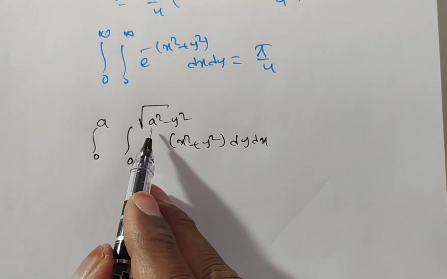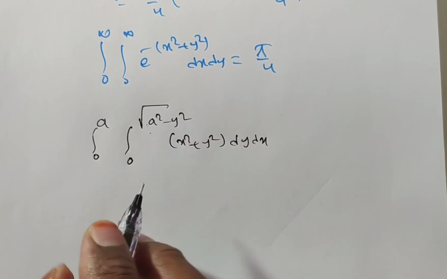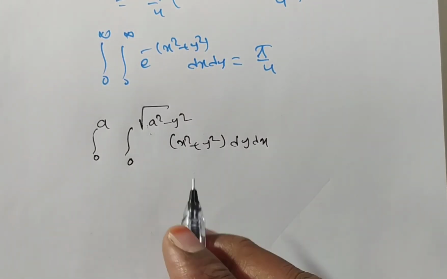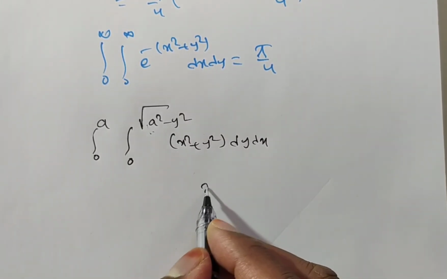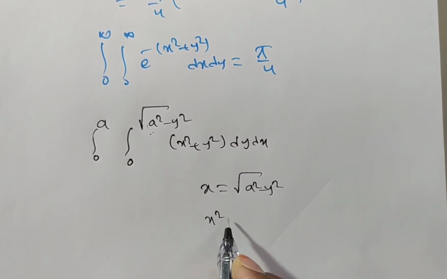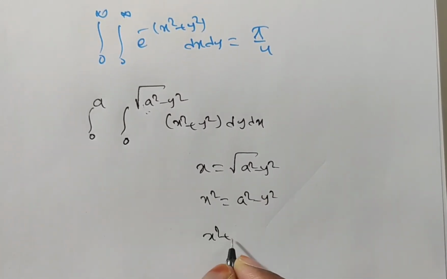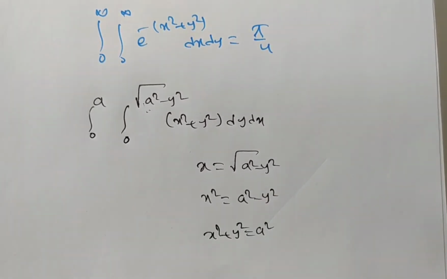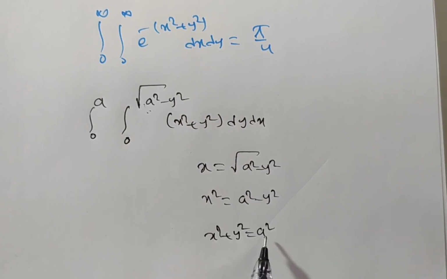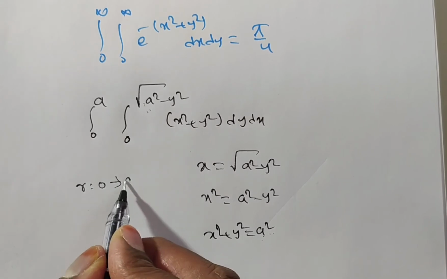From this, this is the limit for x, it is a function of y. So x is equal to square root of a square minus y square. Then squaring on both sides, you will have x square equals a square minus y square. Then x square plus y square is equal to a square, nothing but r square is equal to a square. So r is what here? a. So r limits are 0 to a only.